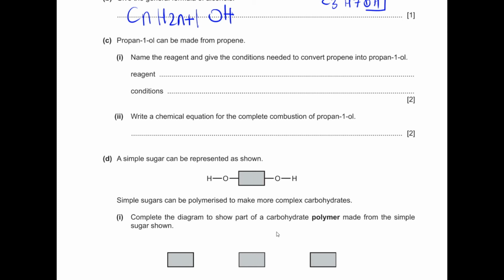Question C. Propanol can be made from propene. Name the reagent and give the conditions needed to convert propene into propan-1-ol. So the reagent needed is steam, and the condition is a catalyst, basically. Catalyst.